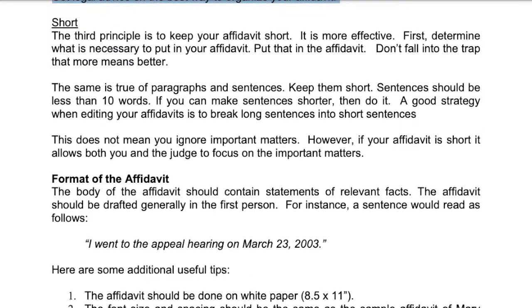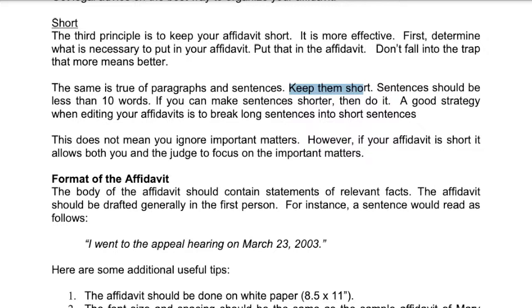And our last one is short. The third principle is to keep your affidavit short. It is more effective. First, determine what is necessary to put in your affidavit. Put that in the affidavit. Don't fall into the trap that more means better. Same rule is true of paragraphs and sentences.